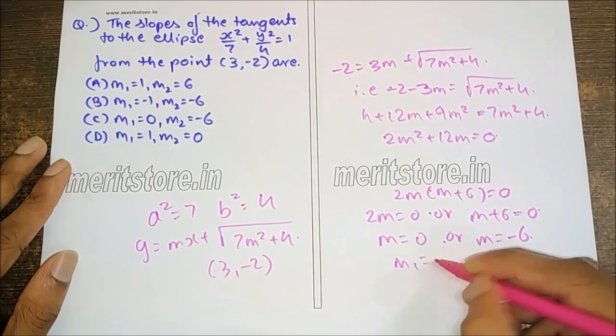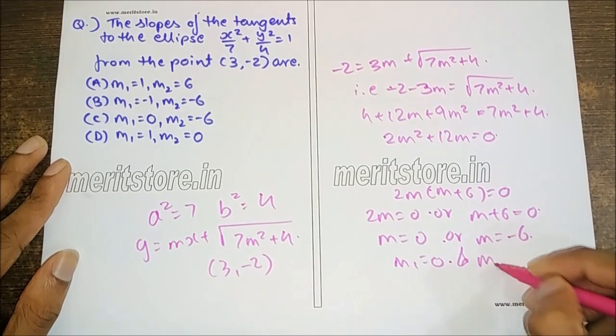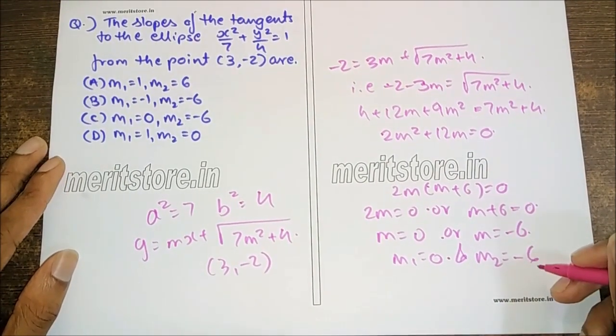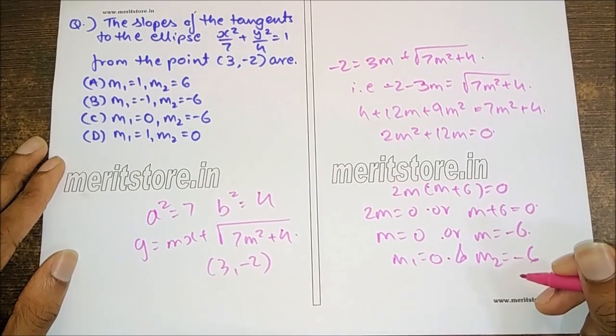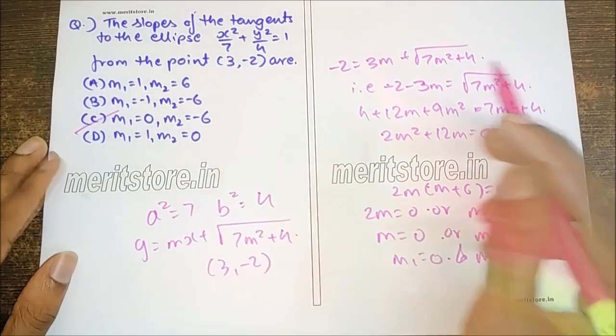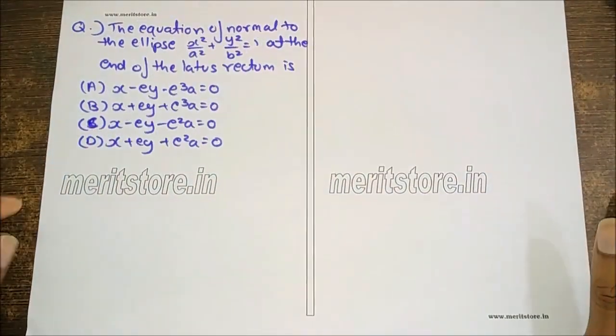Therefore m1 is equal to 0 and m2 is equal to minus 6, which you see the answer matches option C. Therefore option C is the correct answer.